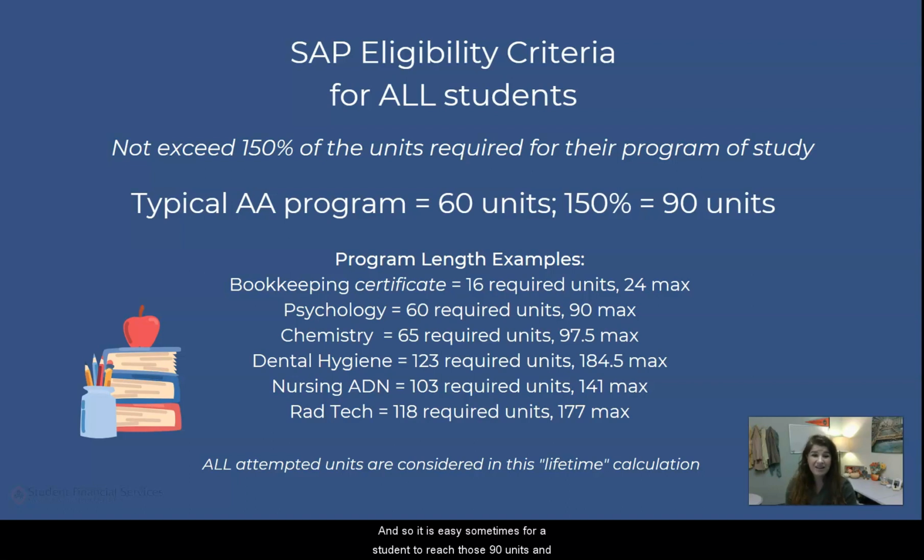And so it is easy sometimes for a student to reach those 90 units and maybe not already have finished their degree. And what happens in this case is the student is cut off. Their eligibility is terminated. There's of course a wealth of opportunities here at SRJC in terms of our programs, and they do have different unit requirements. So there's a little example here of what 150% means for these various programs.